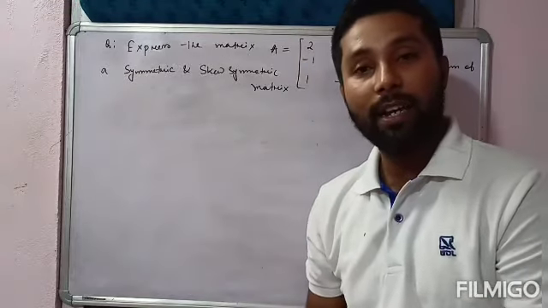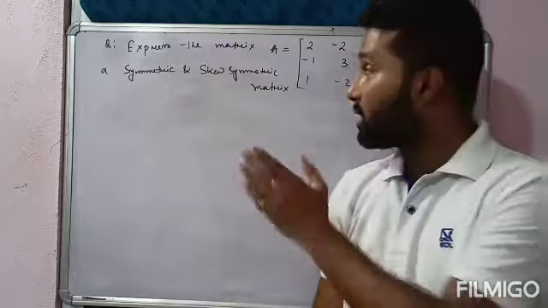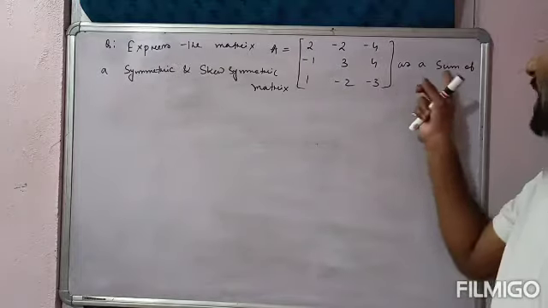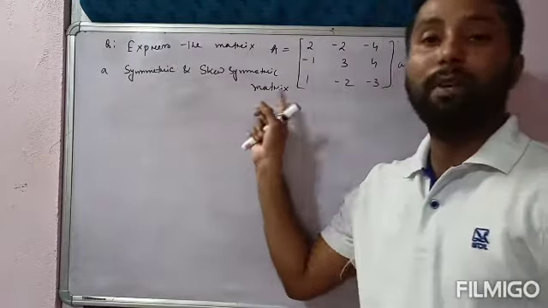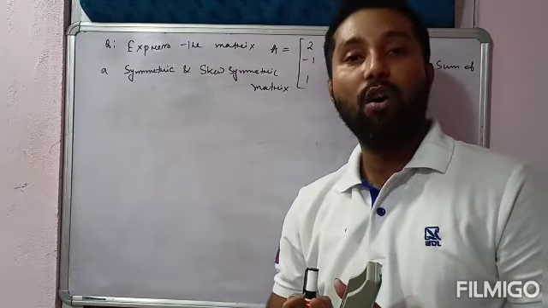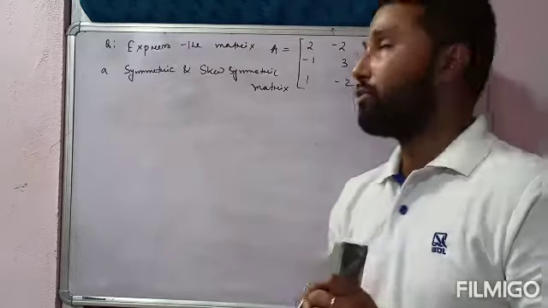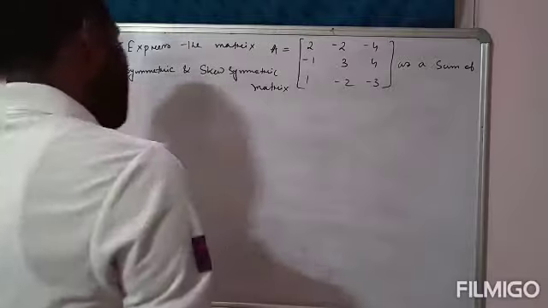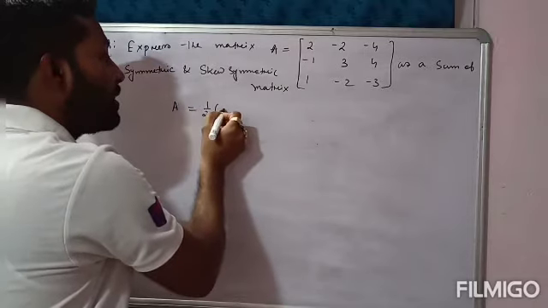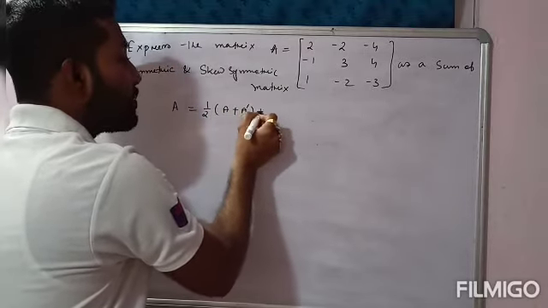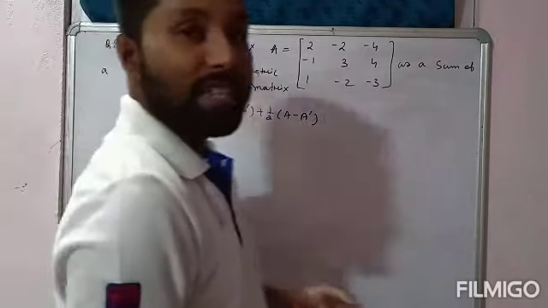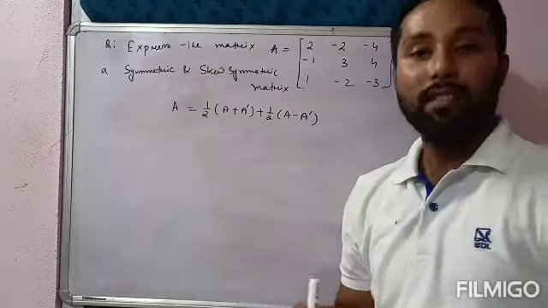What was said in theorem number 2? Every square matrix, and this one is a square matrix, yes, every square matrix can be expressed as a sum of a symmetric and a skew symmetric matrix. So according to theorem number 2, we can write A is equal to half of A plus A transpose plus half of A minus A transpose. This A plus A transpose is symmetric, whereas A minus A transpose is skew symmetric. Okay?